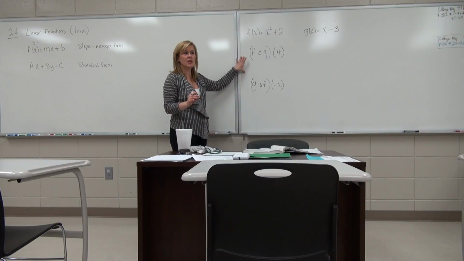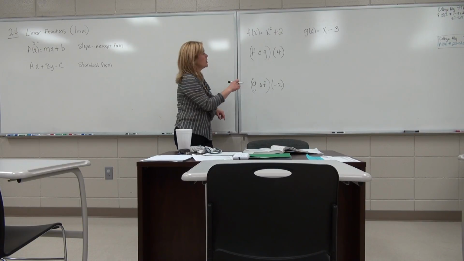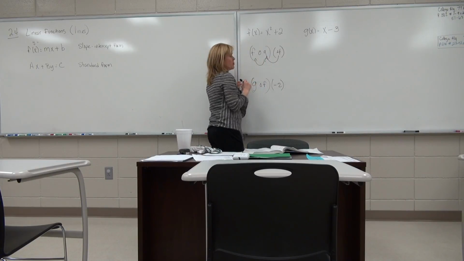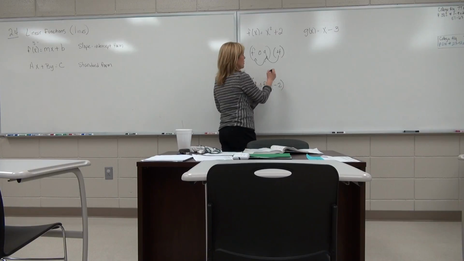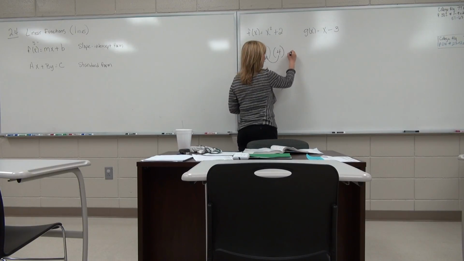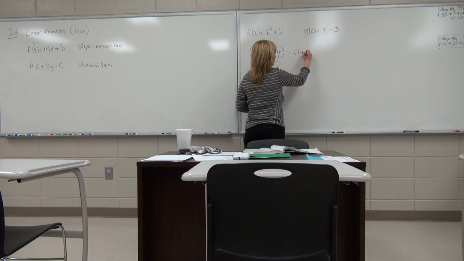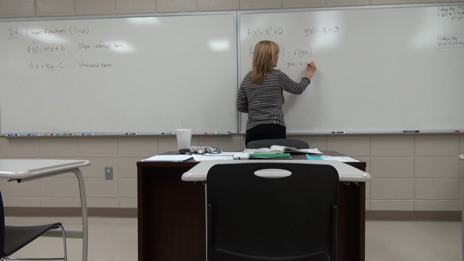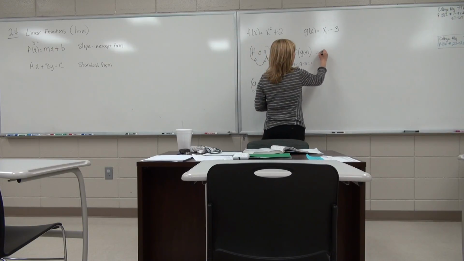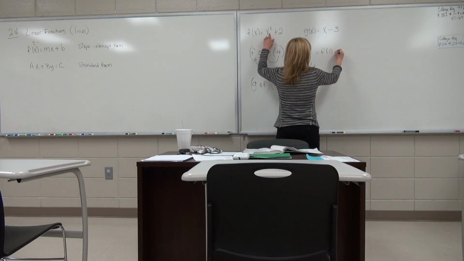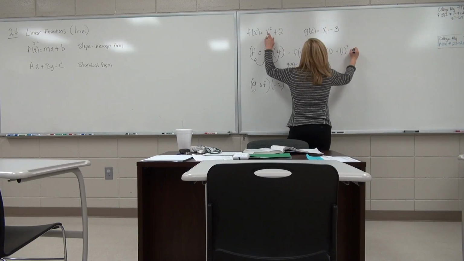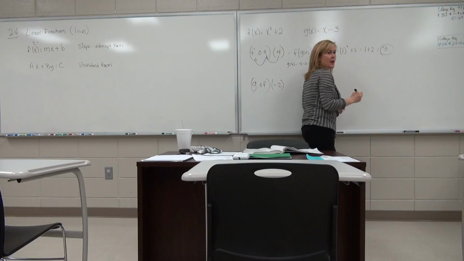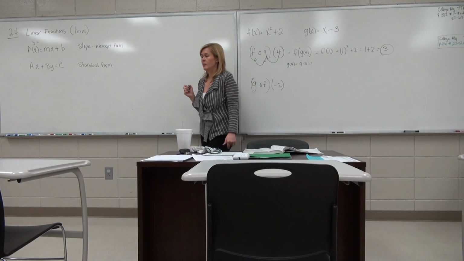Y'all got these two problems done? Alright, let's see what we're going to do here. This means I need to find g of 4, get that answer, and then plug it in the f, right? So let's find g of 4. Well, g of 4 would be 4 minus 3, which is 1. Do you agree? So that means I just need to find f of 1. That would be 1 squared plus 2, which is 1 plus 2, or 3. Everybody get 3? Follow me there.